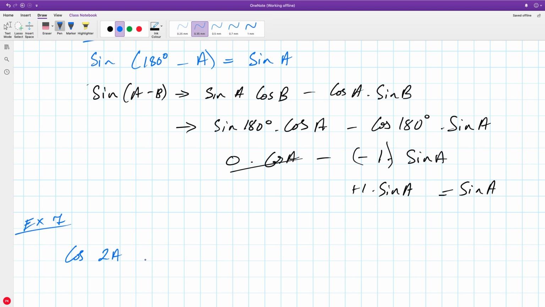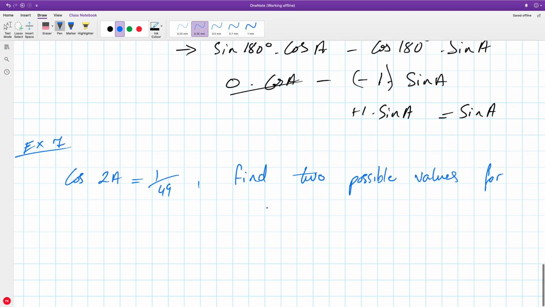The cos of 2A is equal to 1 over 49. Find two possible values for cos A without evaluating A.